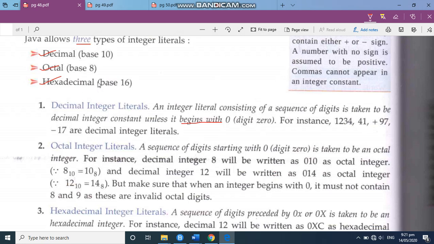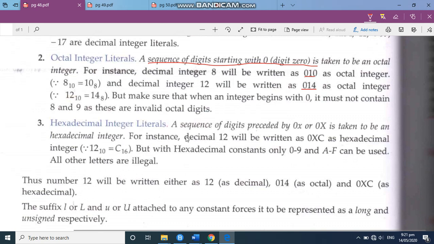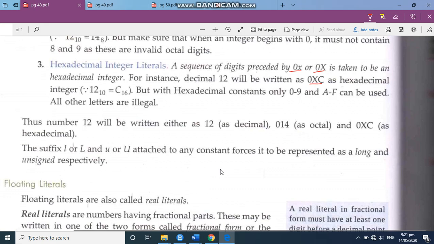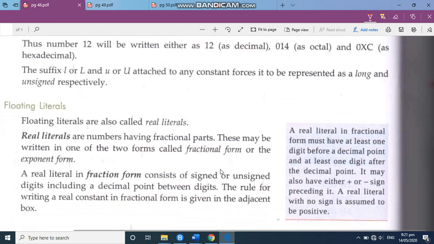Octal, base is 8. That means we have digits from 0 to 7, right? So just understand, any number you see like this is an octal number, this is an octal number, this number will start with 0. Okay, then is hexadecimal, that means 16. If you want to check whether a number is hexadecimal, you will always see that it is preceded by 0x or 0X. So this is one hexadecimal number, right? You don't get questions based on this. You just have to learn how many types of integer literals there are.